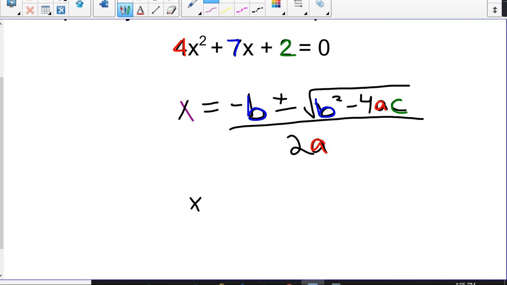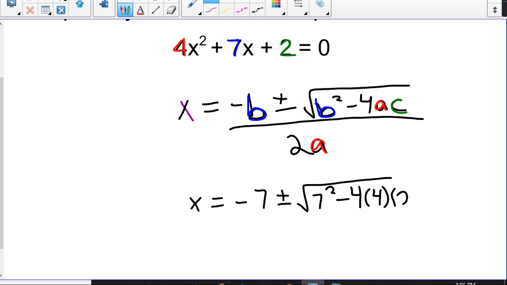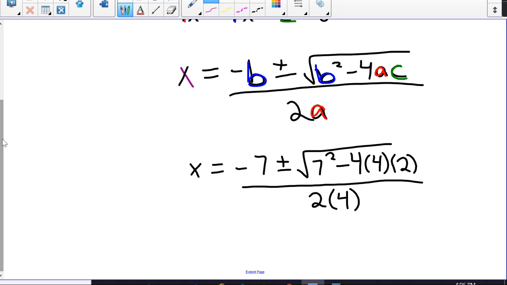Okay, so now I'm going to rewrite it by substituting the values. I have x equals negative b. b was 7, so I'll put 7, plus or minus the square root of b squared. b again is 7, so I'm doing 7 squared minus 4 times a, which was 4, times c, which was 2. And all of that gets divided by 2a. a is 4.